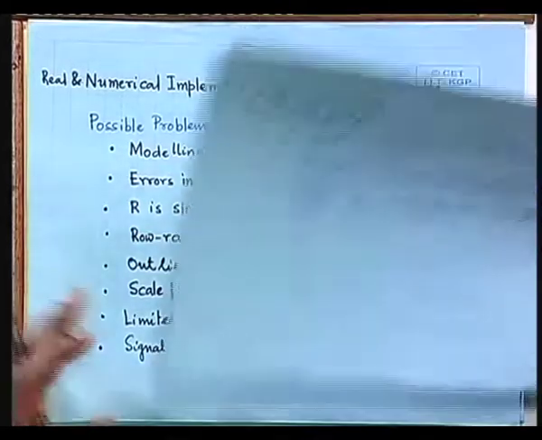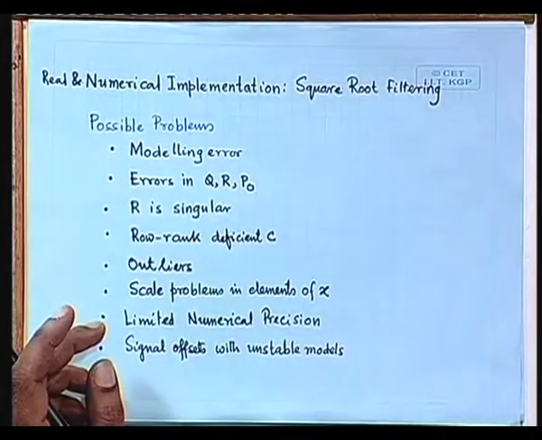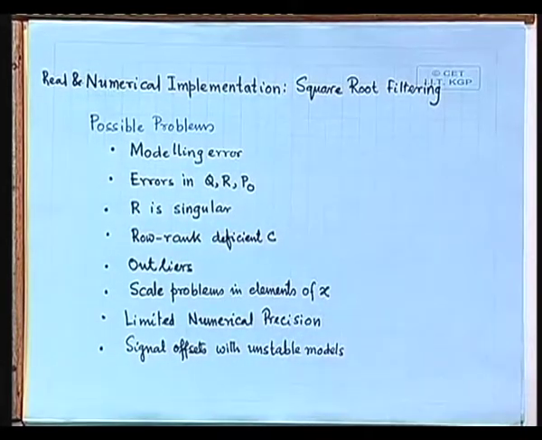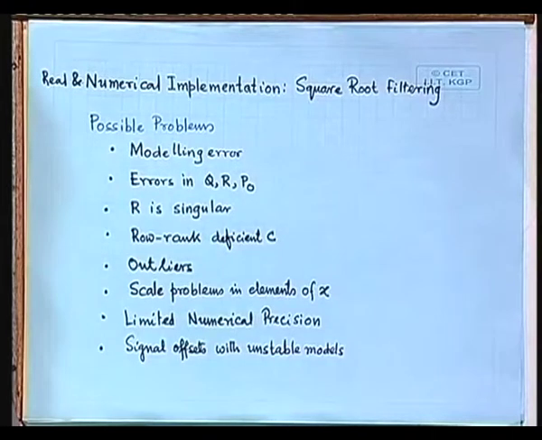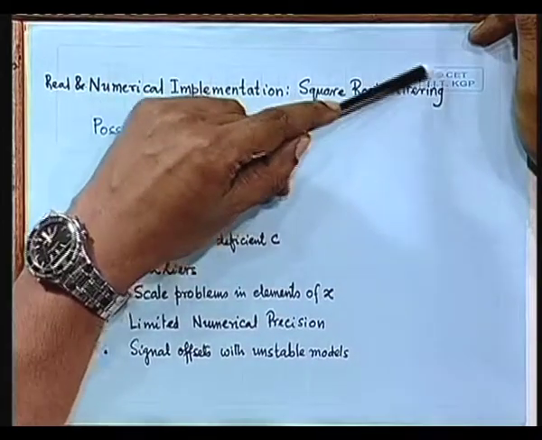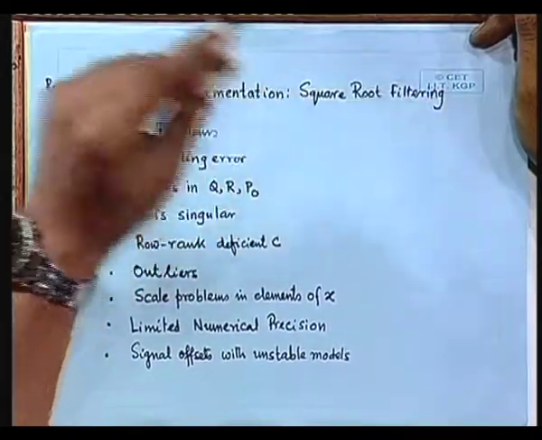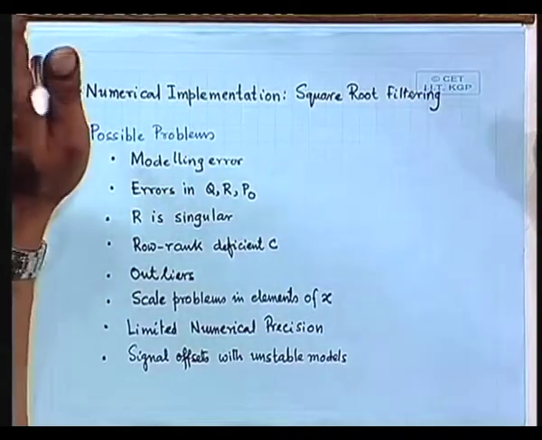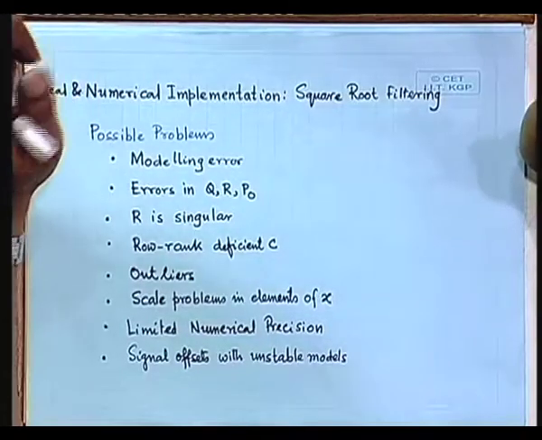So we come back to our notes. Now just very briefly I wanted to discuss that if you really want to make a numerical implementation of a Kalman filter, then there can be several problems, and there are several solutions. One very highly recommended implementation of the Kalman filter is what is known as the square root filter. So we will just see what is the philosophy of the square root filter, nothing else.